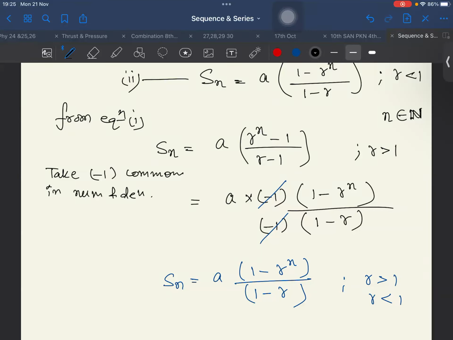Anyone in the class? Why do we have two different formulas? Can anyone explain this? Because ultimately, whether you write r greater than 1 or r smaller than 1, both are the same, right? You just take common and you get the same formula. Why is that?